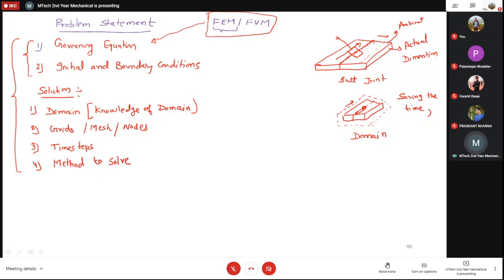Okay, so when you look at the simpler joints like the butt joint, we can easily represent them using domains which are in cuboidal shape. So let's say we have a cuboid of this type of shape. Okay, so this is a straight line.